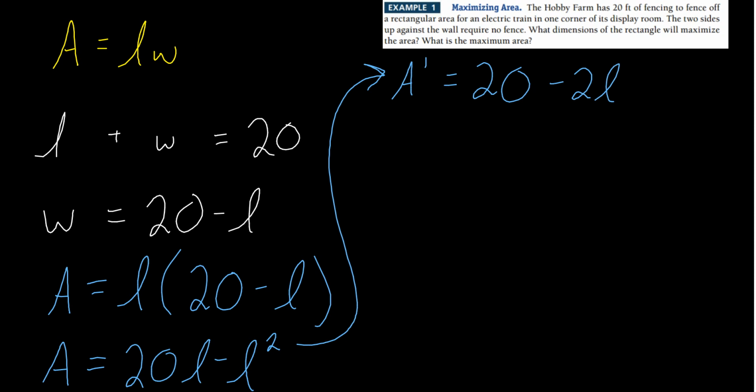Okay, so now we have our first derivative, and of course this is the same thing we've done for at least the past two sections. We're going to take this derivative and equate it to 0 to get our critical point. So we do this: 20 minus 2L, and we're going to set it equal to 0.